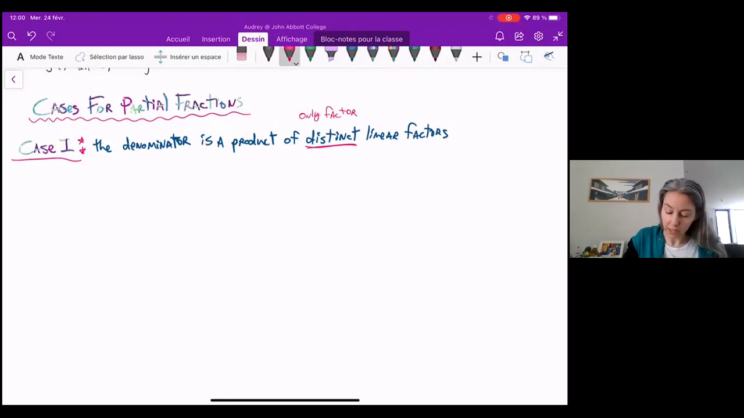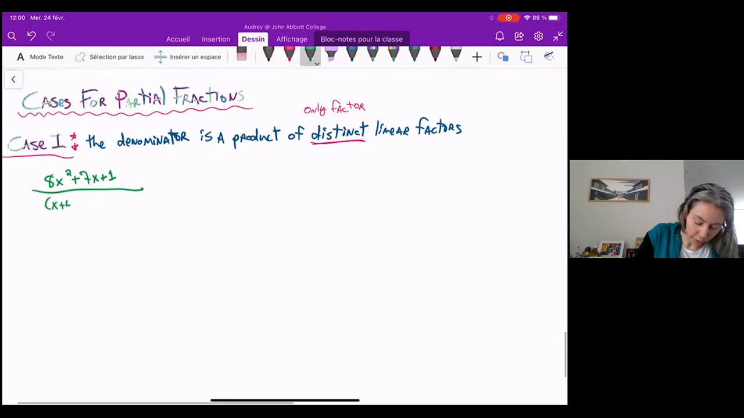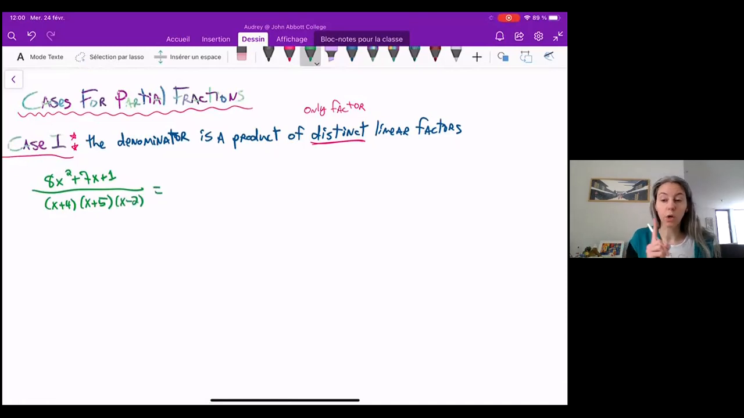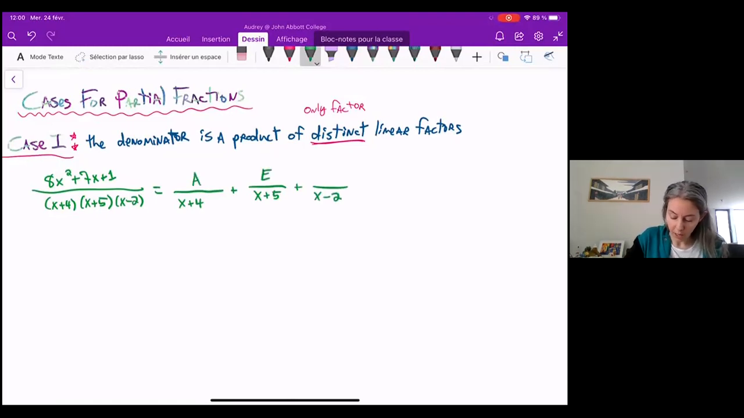An example of this would be, let's say that I have 8x squared plus 7x plus 1 over x plus 4 times x plus 5 times x minus 2. Each of those factors is occurring only one time, the x plus 4, the x plus 5, the x minus 2. And so I know that they're each going to have their own fraction. The numerators will just be constants because the degree has to be less. So we use A, B, C here. Again, it doesn't matter what letters you use as long as you don't repeat letters.